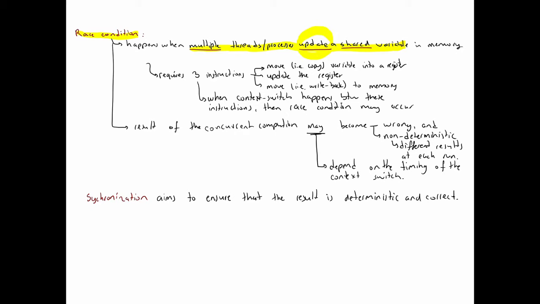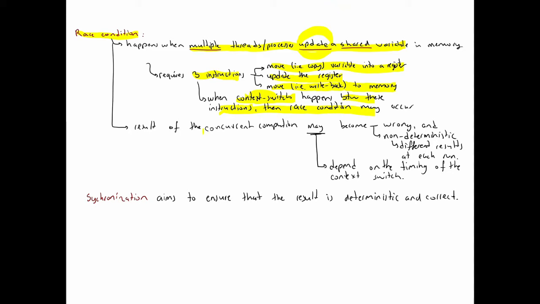It's because updating any shared variable requires a minimum of 3 instructions. You read the variable into a register, so you copy it into your CPU state, you update the register, and then you write it back to the memory. Now the problem arises when we have a context switch between these instructions, and then we can have a race condition. Remember that when we have multiple threads, the context switch may happen at any time, so we have no control over that.